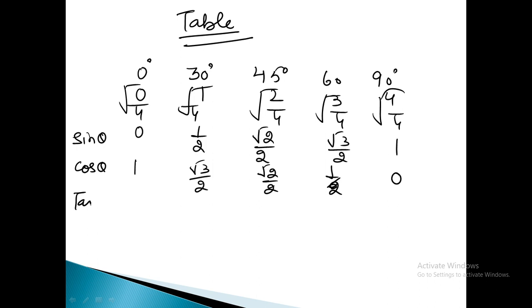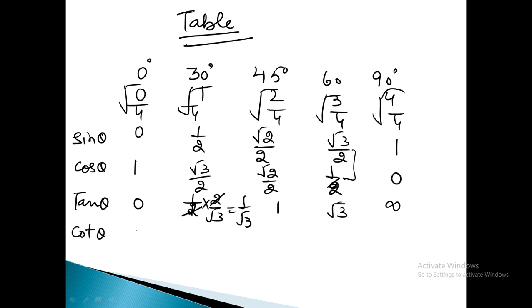Now tan theta will be equal to sin over cos, 0 over 1, 0. And it will be 1 by 2 multiplied by 2 by root 3. 2 cuts with 2, that means 1 by root 3 is the tan theta. This will be 1. Here will be remaining root 3 after dividing it, and this will be infinite. Now cot theta will be the reverse of this line.